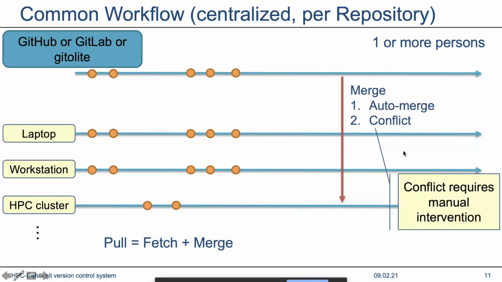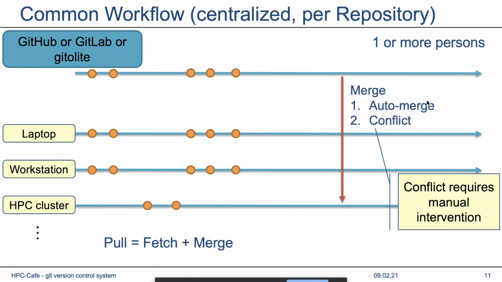Now, a pull is actually just a shortcut to fetching data from the source, the so-called remote. The fetch only gets all the information you do not yet have locally, and then it merges the changes into your working copy, in the branch you currently work on. So the pull is just a shortcut to fetch plus merge. And now two things can happen.